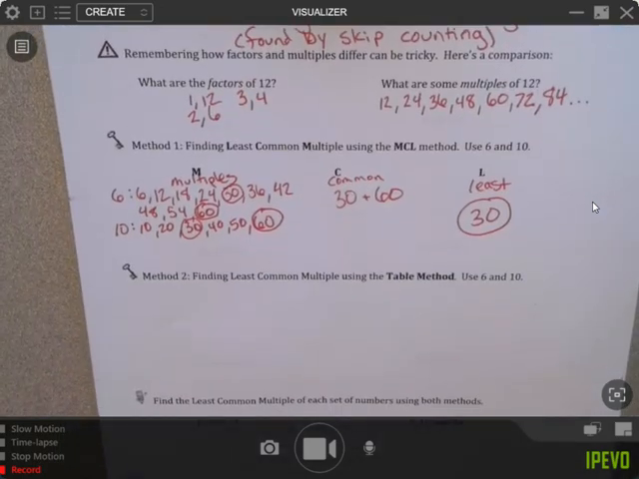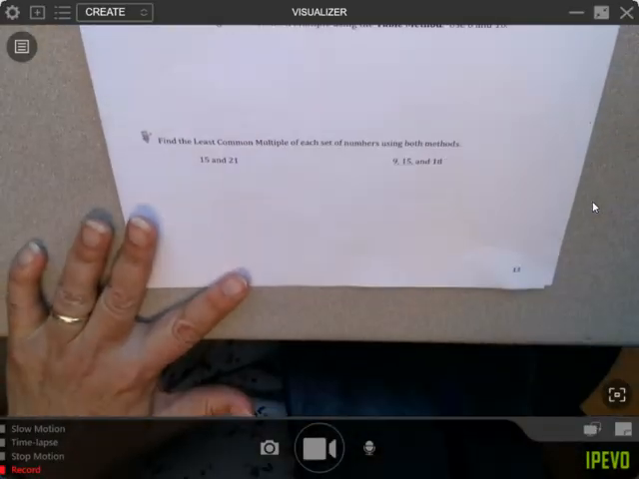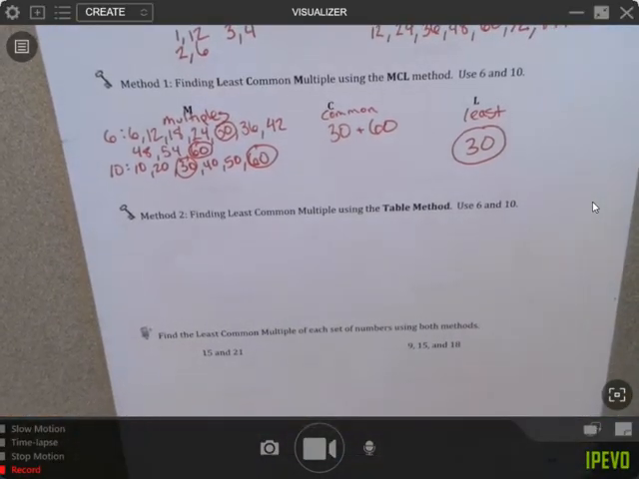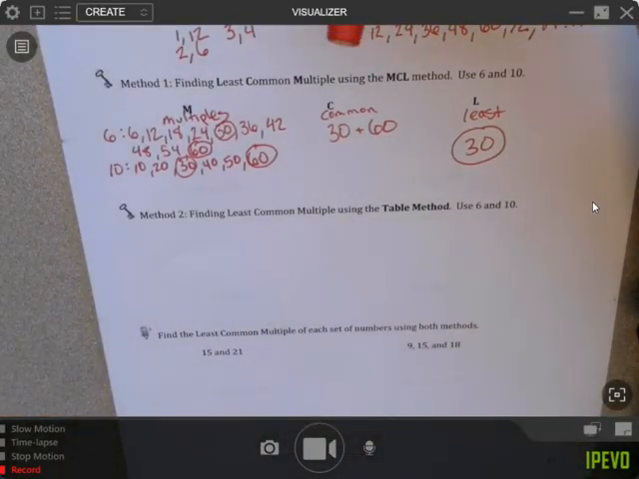Let's look at our next method. Let me try to get it a little closer.